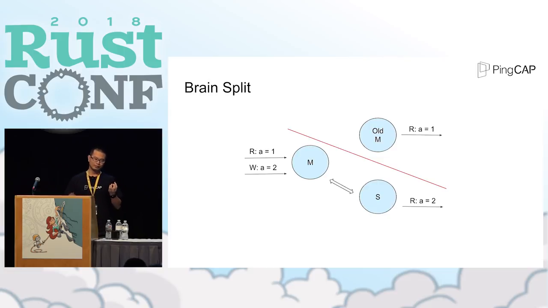But later, if we write a new value 2 to this key A, and then the client reads the data from the old master and still reads A with value 1, it can't be accepted because it breaks data consistency. We wrote new data, but the client read stale data, and that's not acceptable in some critical database scenarios. So how can we solve this problem?